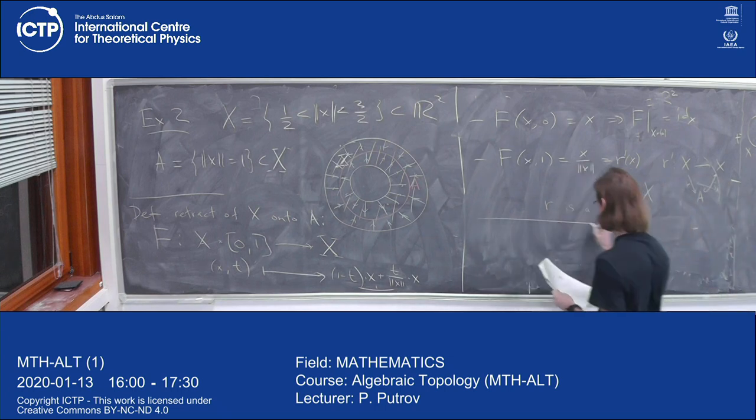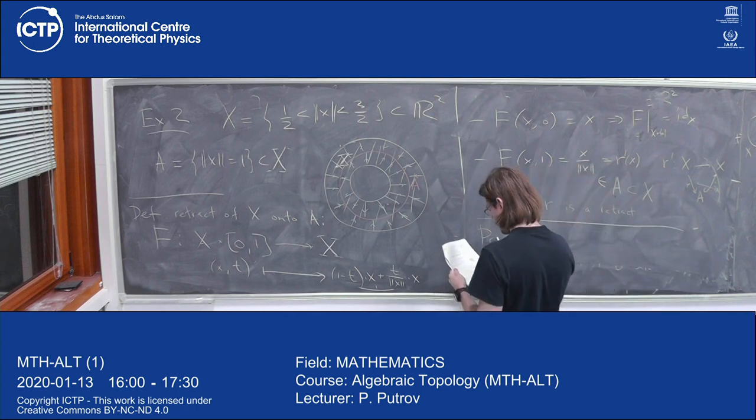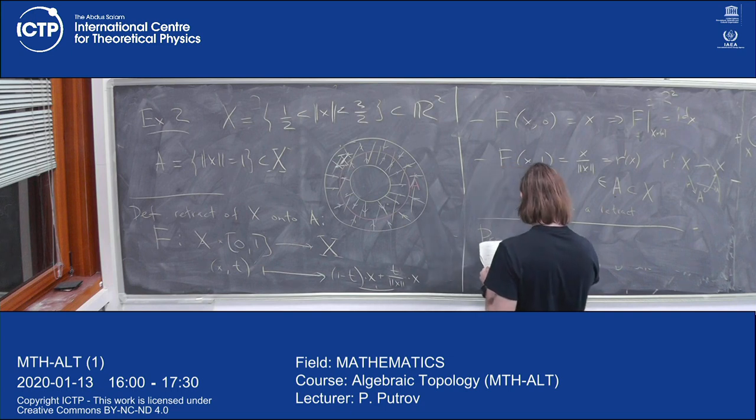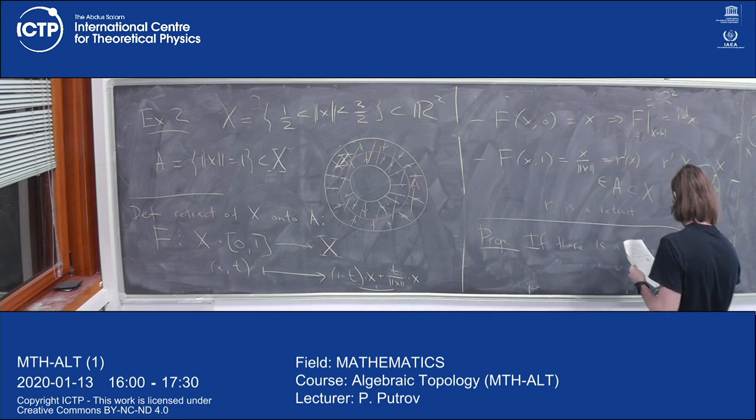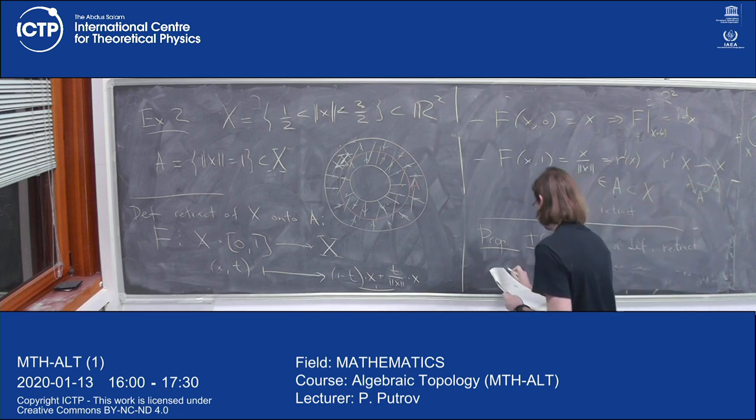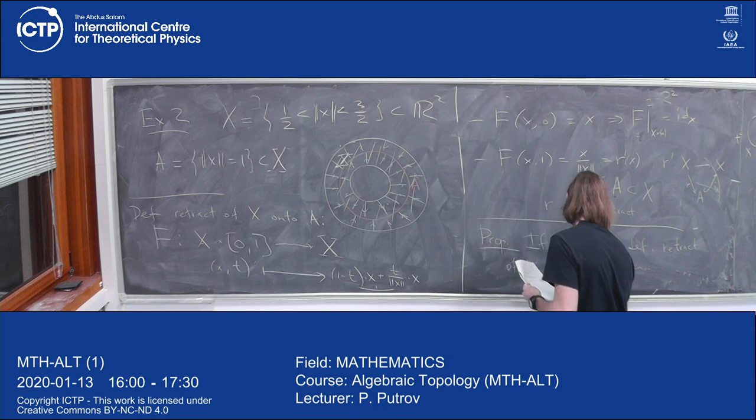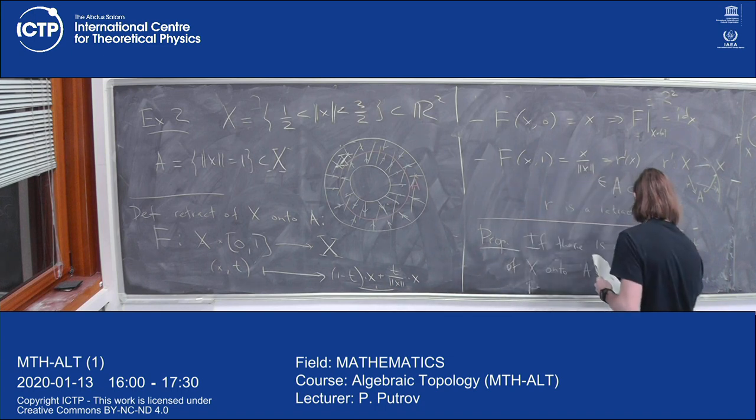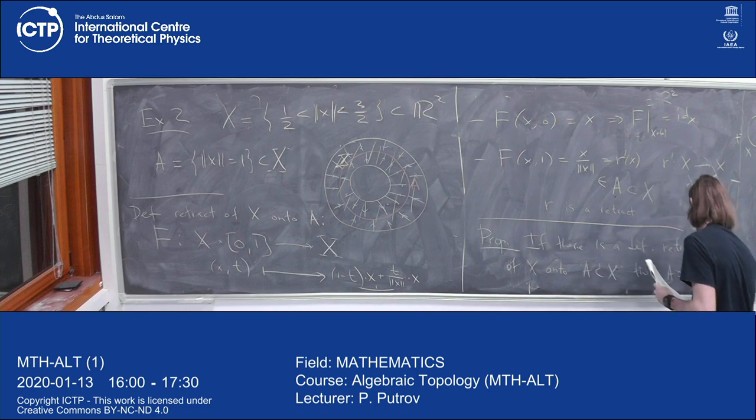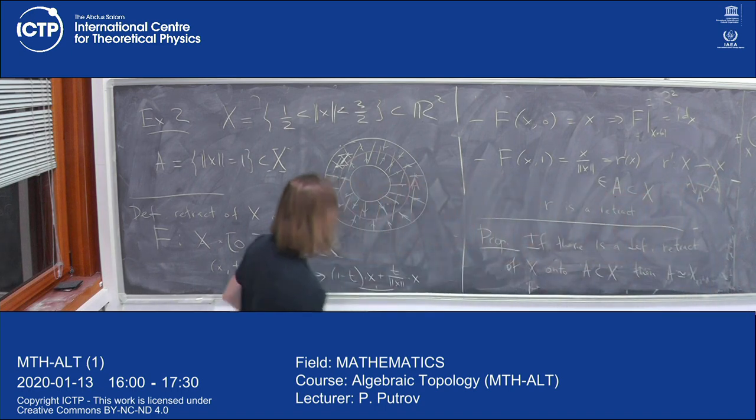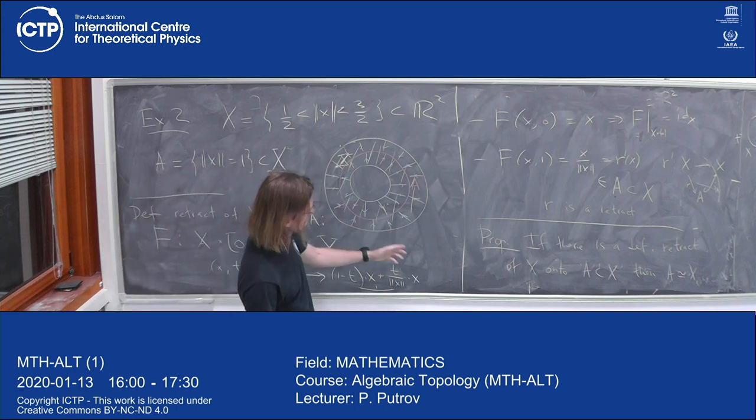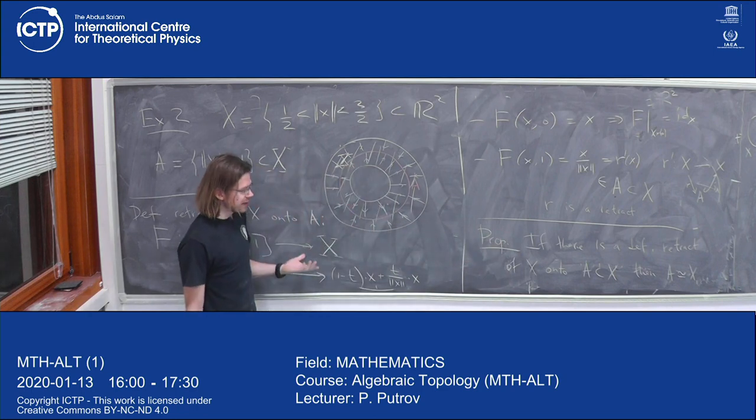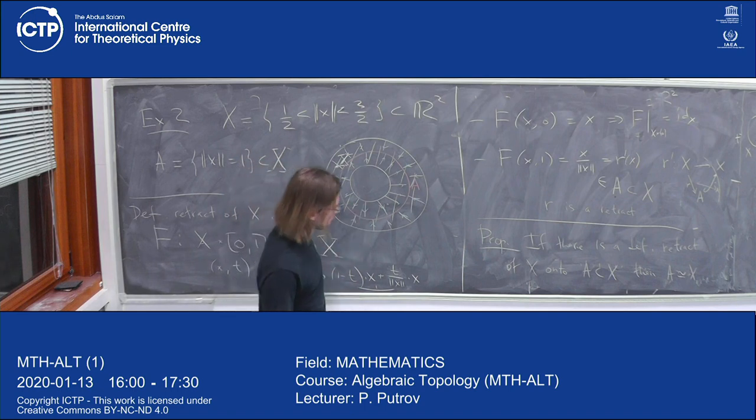So let me just announce the next proposition, and I will stop here. The proof will be in the next lecture. So proposition: if there is a deformation retract of X onto a topological subspace A, then A is homotopy equivalent to X. So this means in particular that deformation retracts provide examples of homotopy equivalence. Once we prove this theorem, we learn that for example, the disk is homotopy equivalent to a point, and the annulus is homotopy equivalent to a circle.